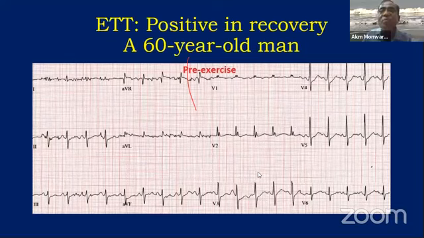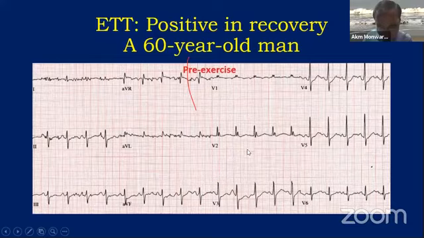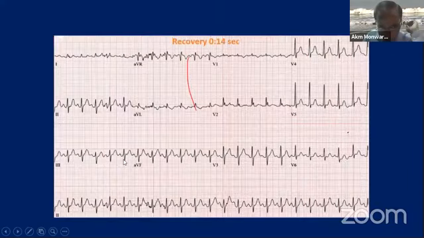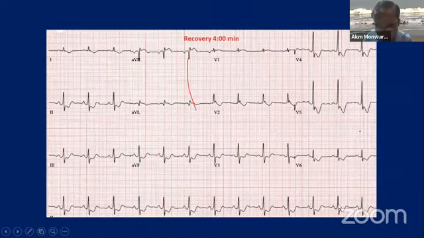Another example of positive exercise ETT in recovery. Stage 2, still no change. And in early recovery, no change. But after 4 minutes in the recovery stage, there is significant downsloping ST segment depression in many of the leads. So the comment should be positive.